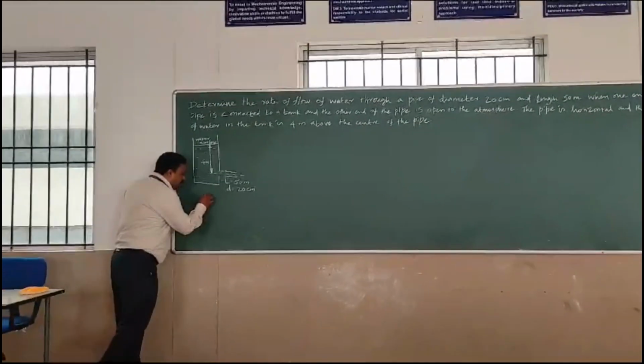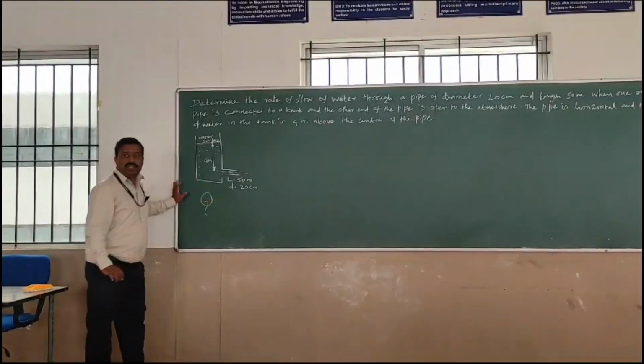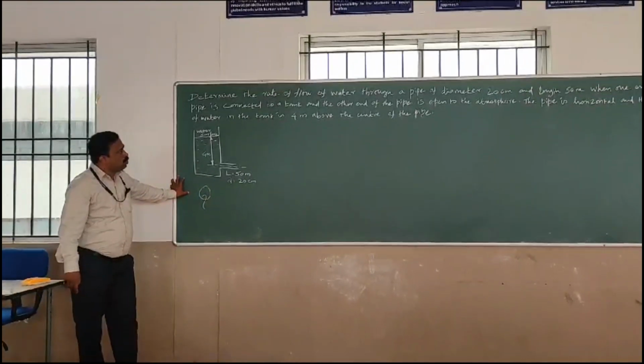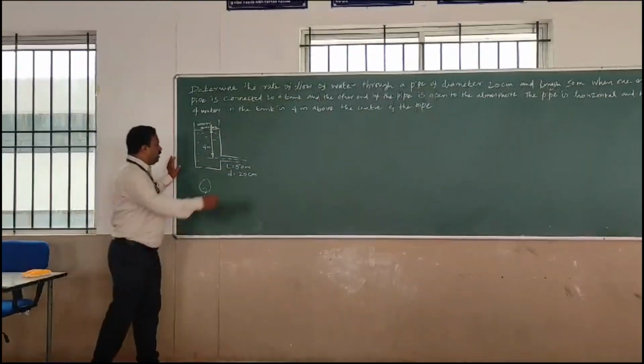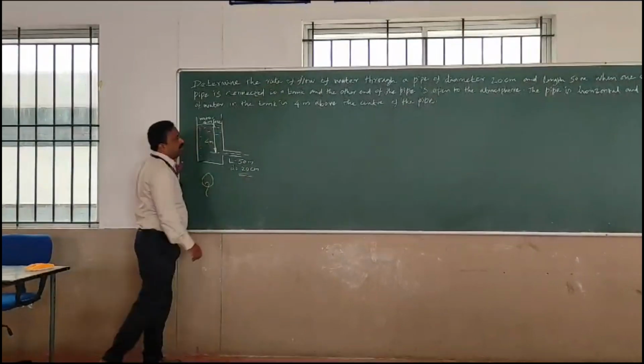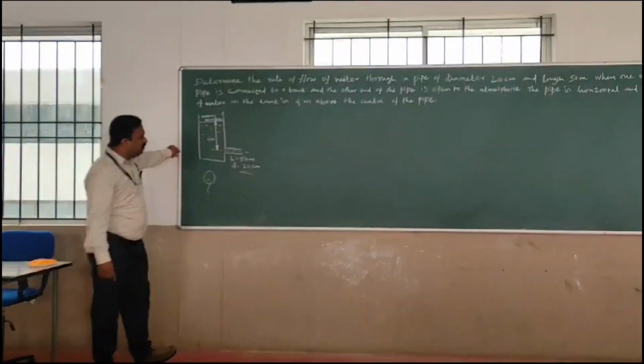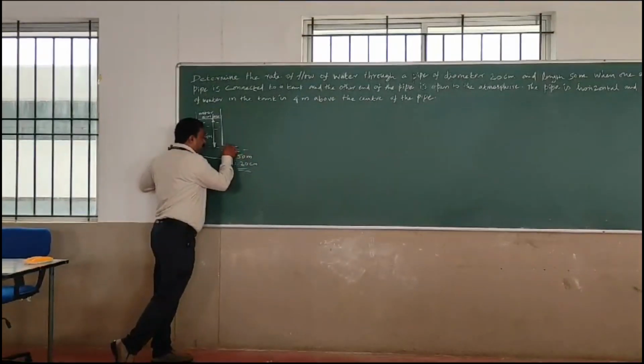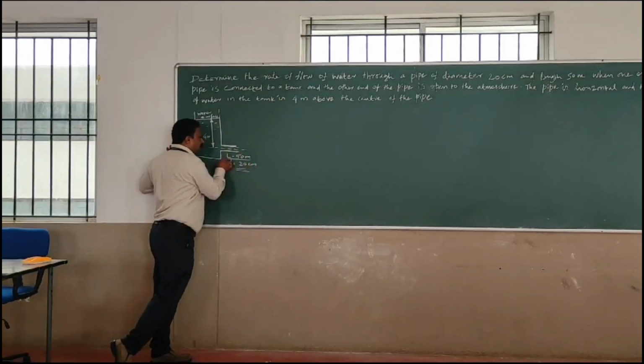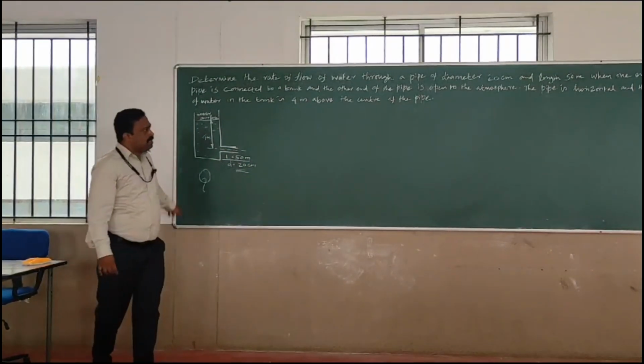You have to find out the rate of flow, that is, Q, capital Q, the rate of flow or the discharge through the pipe of diameter 20 cm. You know that diameter is 20 cm, and the length of the pipe is 50 meters. This length of the pipe is 50 meters.